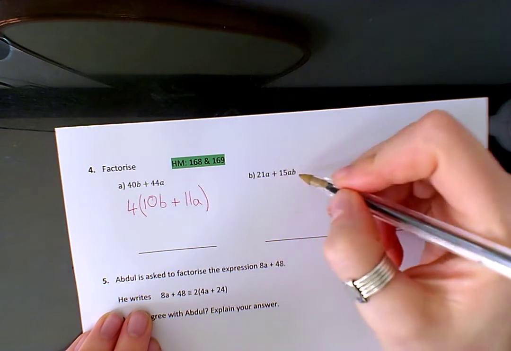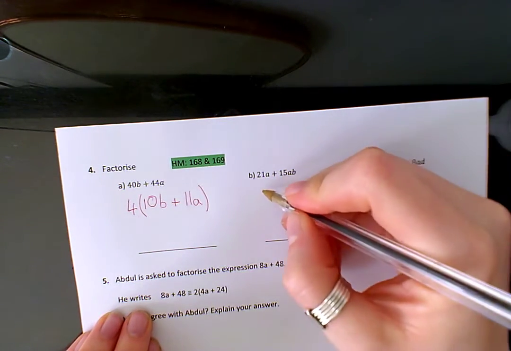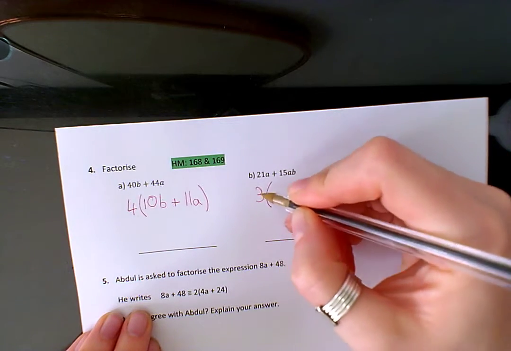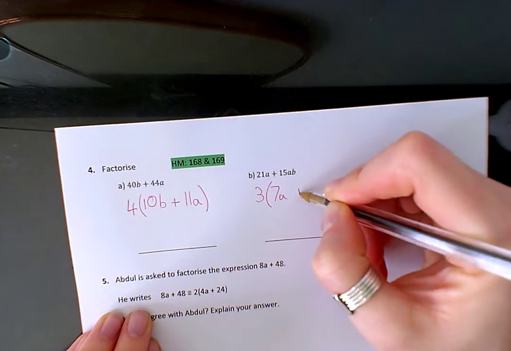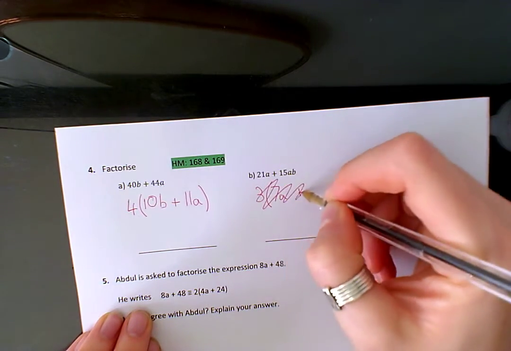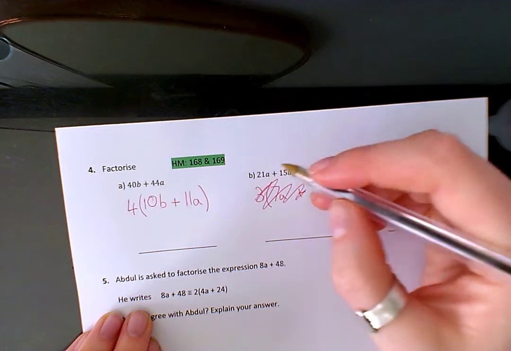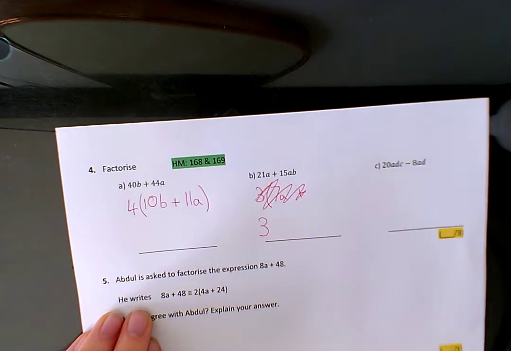Next one, my highest common factor here. Highest common factor of the numbers would be 3. What do I times 3 by to make 21? I times it by 7a. What do I times... Oh, I'm doing this wrong, I've just realised. Okay, pull out the number first of all, it's a 3.